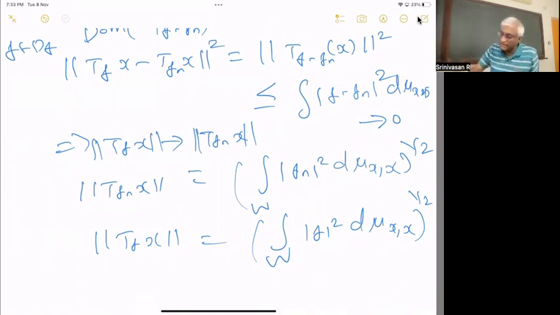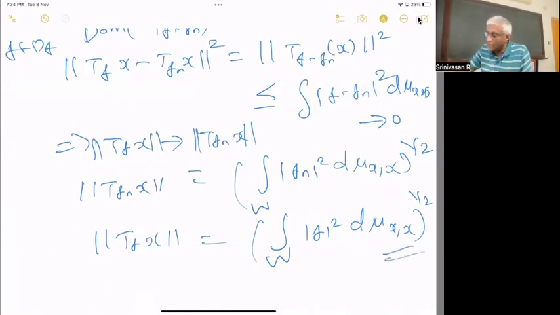Okay, but the point is, Tf minus Tfn is again a T of some function. So that is also bounded by the L2 norm of f minus fn squared, which goes to 0. But the norm is attained for all the bounded functions, so it should be attained for this also. Norm here does not mean the norm of the operator, since the operator is unbounded. It is the norm of Tfx. Okay, that is equal to this. This proof is okay.